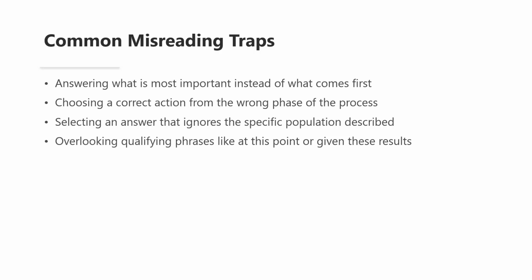The fourth trap is overlooking qualifying phrases like "at this point, given these results," or "based on the data." These phrases narrow the scope of the question and change which answer is correct. Always circle or mentally highlight these phrases because they contain essential context.